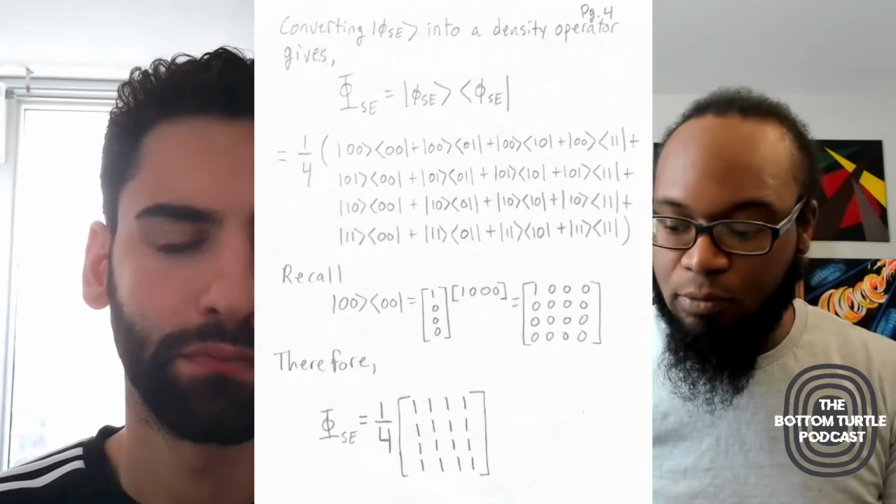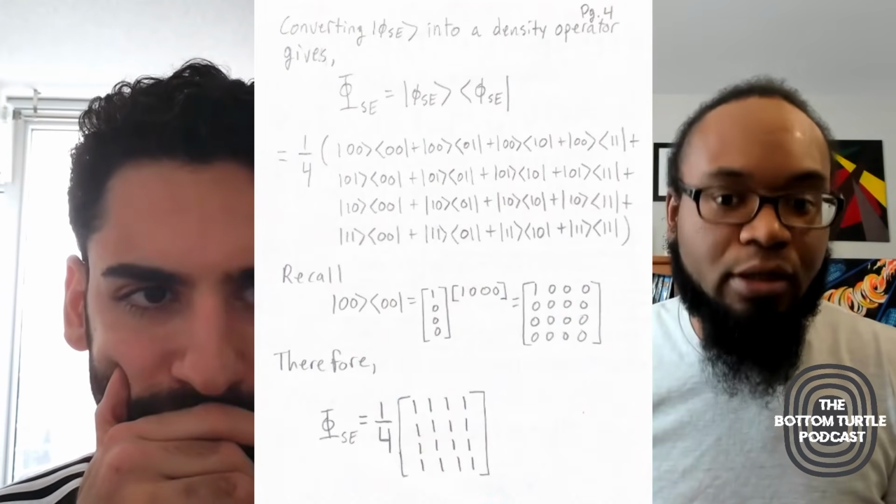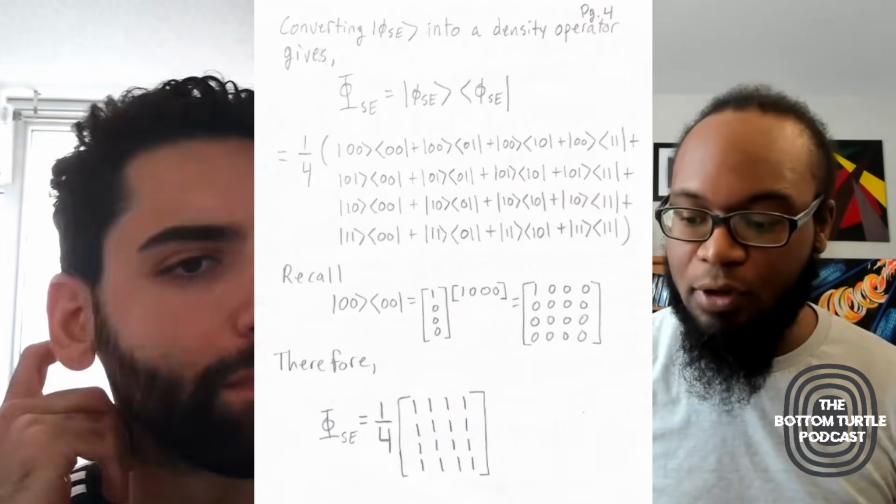And so that's how you do the product. You have your column vector, you turn it into a row vector, and then you multiply those together in the way that's consistent with linear algebra. It's just basic, high school linear algebra, and that gives you a matrix. That's what I'm doing on page 4.